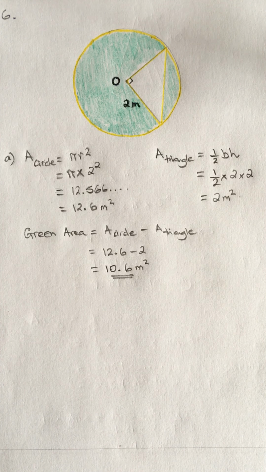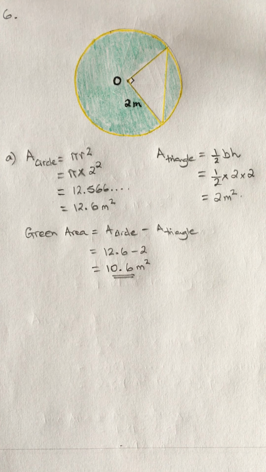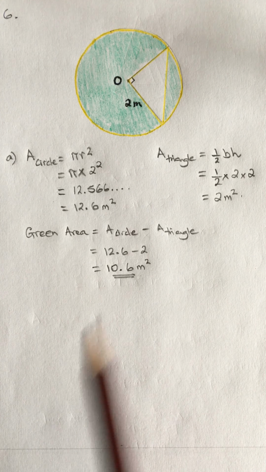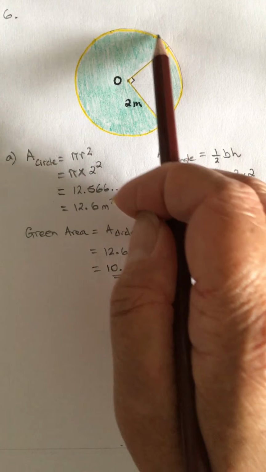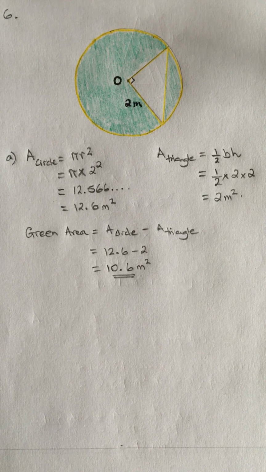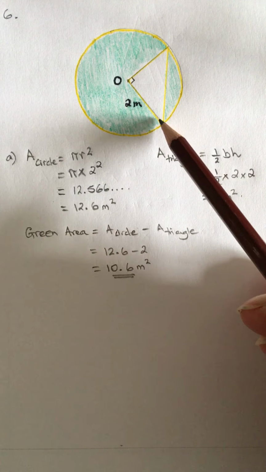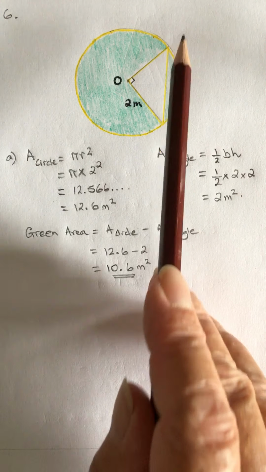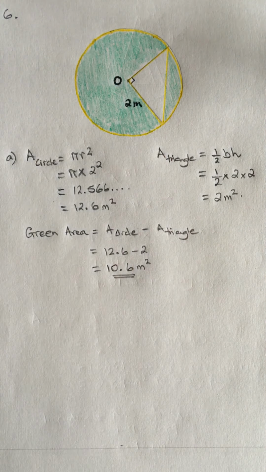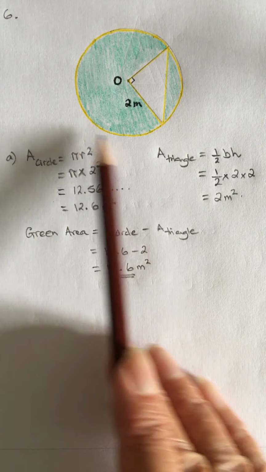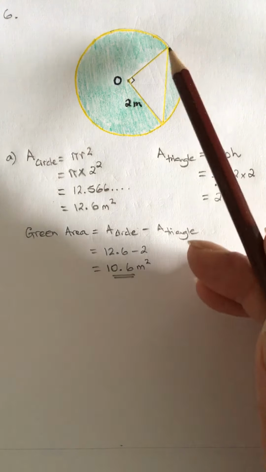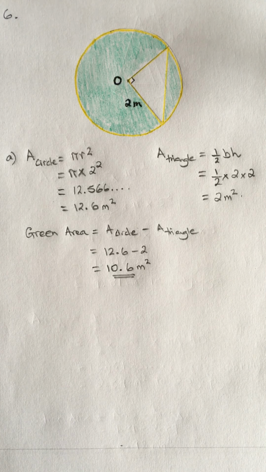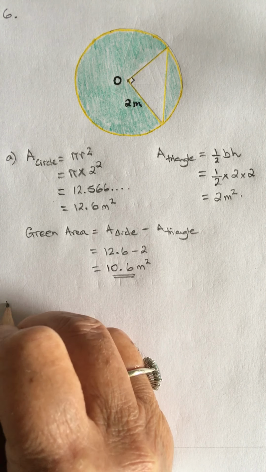Okay, part B says, a gold trim is fitted around the edges of the triangle and the circle. I'm drawing that in yellow. So the perimeter of the circle, and also the perimeter of the triangle, has a gold trim. Calculate to the nearest centimetre the length of gold trim needed. So we're going to have to work out the perimeter of the circle, which has a special name, the circumference of the circle. Then we'll work out the perimeter of the triangle and add those together to work out how much gold trim is required.